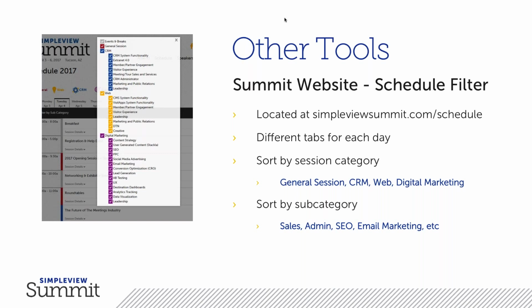There are different tabs for each day. You can sort sessions by category, just like we saw in the app. You can even sort by subcategory. So if you want to pull this up on your computer, or if you just like using the website, you can always do that, and you'll notice that we have all of those subcategories underneath the main categories. So if you want to get as specific as CRM Extranet 4.0 sessions or digital marketing PPC sessions, you can get that specific on the website.